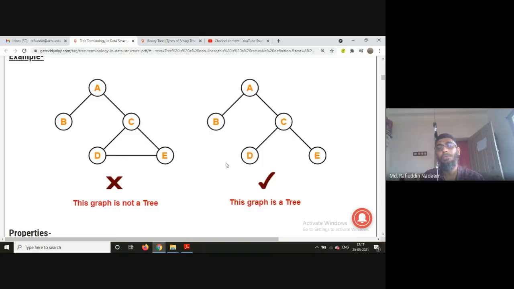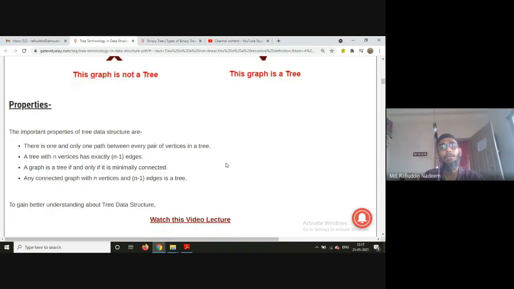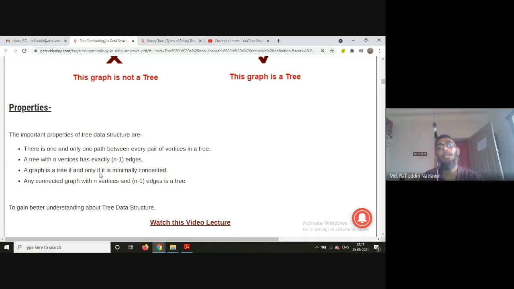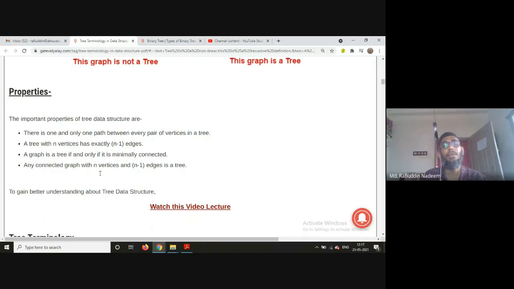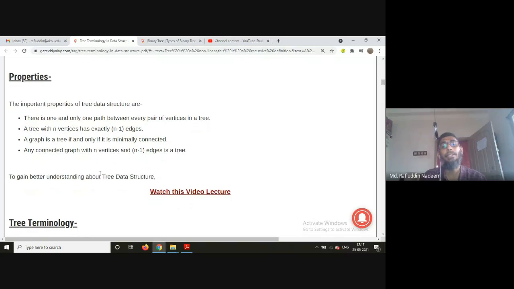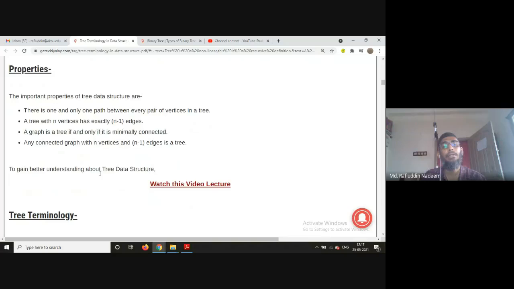to E is 4. Then, a graph is a tree if and only if it is minimally connected. So you can call a graph a tree only if it is minimally connected. Minimally connected means there is only one link between each pair of nodes. And any connected graph with n vertices and n minus 1 edges is a tree. So any connected graph which has n vertices and n minus 1 edges is called a tree.